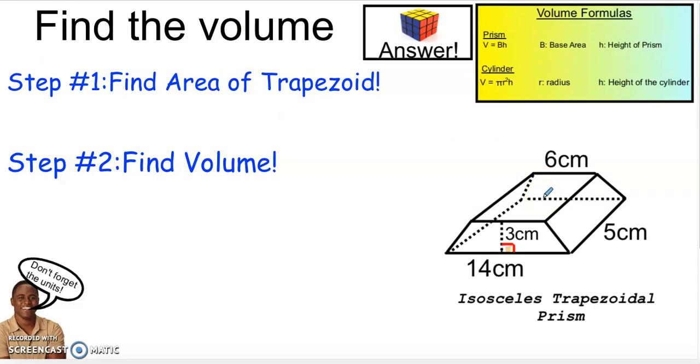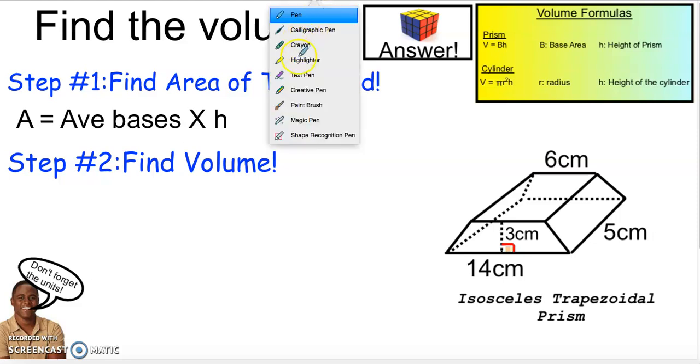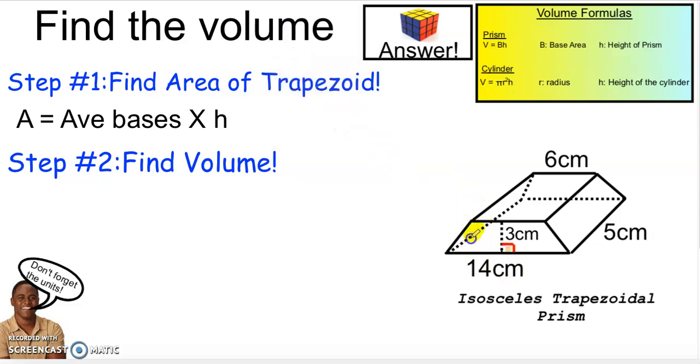Okay, so we want to find the volume of this isosceles trapezoidal prism. So we have to find the area of the trapezoid first. So area of a trapezoid is the average of the bases times the height. So don't confuse base as being the bottom part of this solid here, okay? My base is actually going to be what really kind of looks like the front. So the base is actually going to be here, and then the other base is going to be here, because the faces have to match.